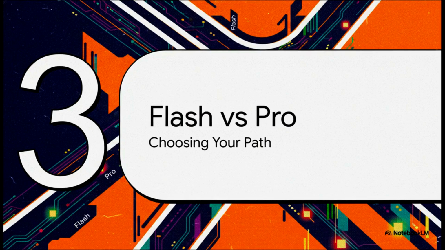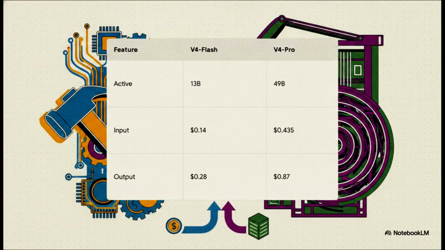Okay, so that leads us to the big decision. Flash or Pro? How do you actually choose your migration path moving forward? Because DeepSeek V4 isn't just one model, it's a diverging path. It's a fundamental architectural leap. Both models feature this massive 1 million token context window, but they scale very differently. V4 Flash operates with 13 billion active parameters out of a 284 billion total pool.